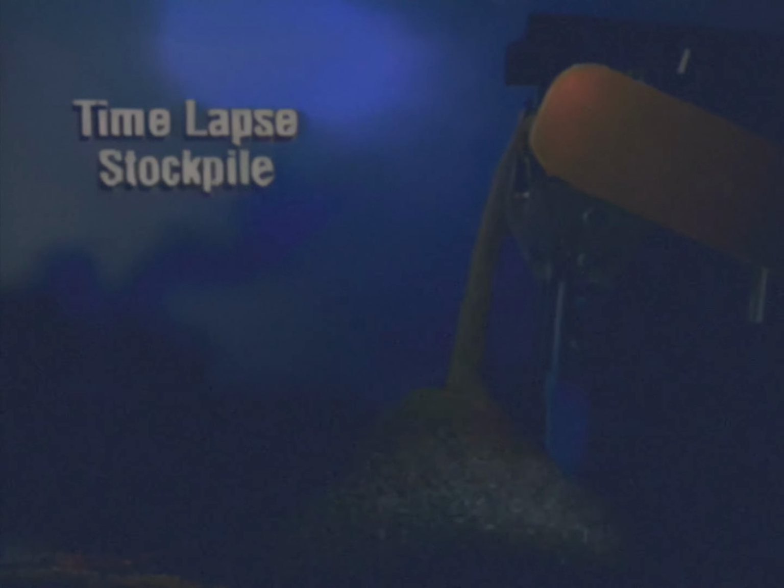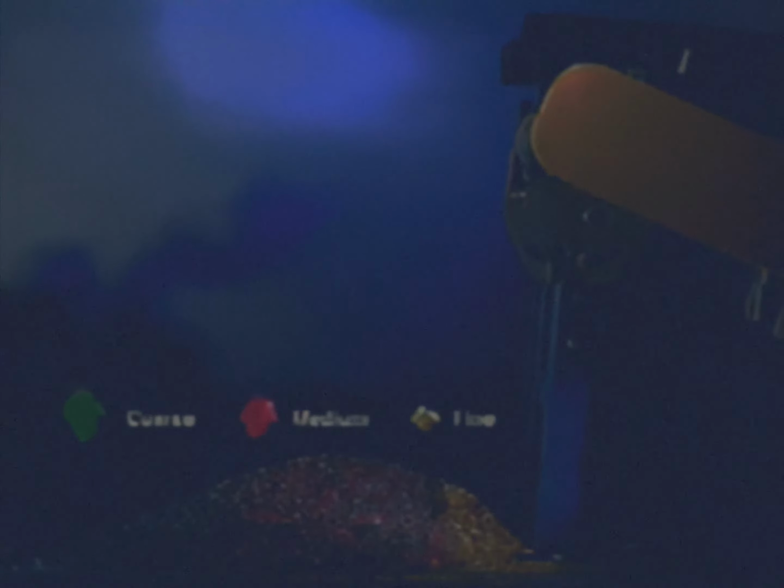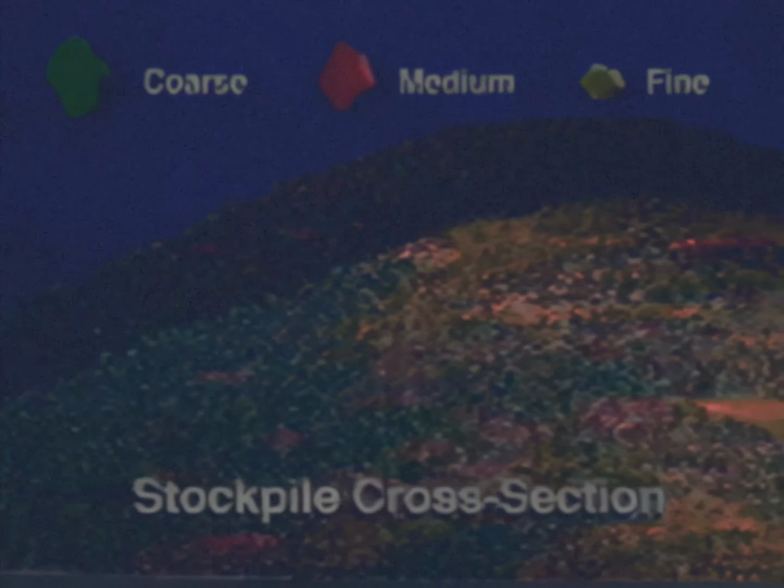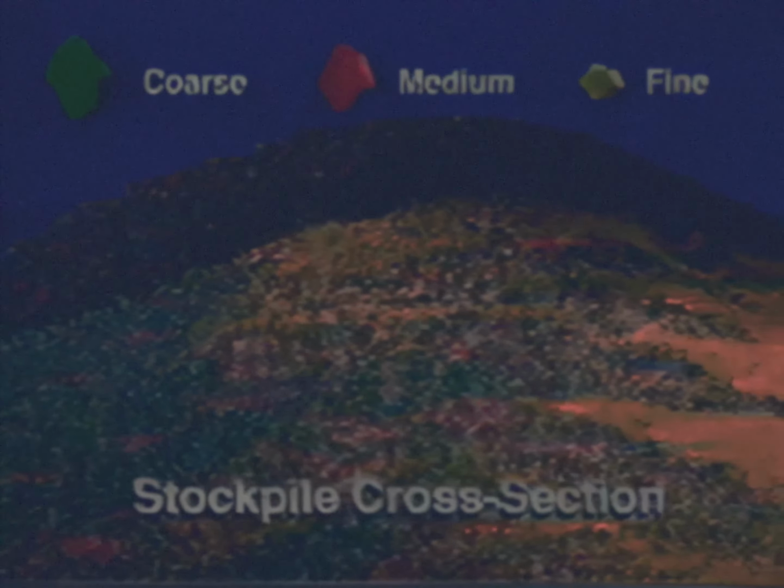This stockpile model clearly shows how material will segregate. As an aggregate stockpile is built, large particles tend to separate from smaller particles. It's simply a matter of gravity. We've come to know this process as segregation. And no matter how a stockpile is constructed, the possibility of segregation must be considered.